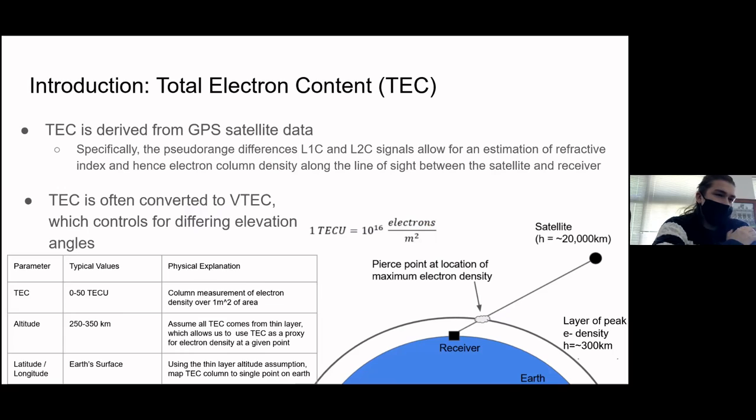So TEC comes in TEC units, generally 0 to 50. So 1 TEC unit is 10 to the 16 electrons per meter squared. You assume it's a very thin layer. The thin layer assumption allows you to basically map this to a single latitude longitude point on the Earth's surface. And then you have the time of that, and you basically have a measurement of electron density in the ionosphere.